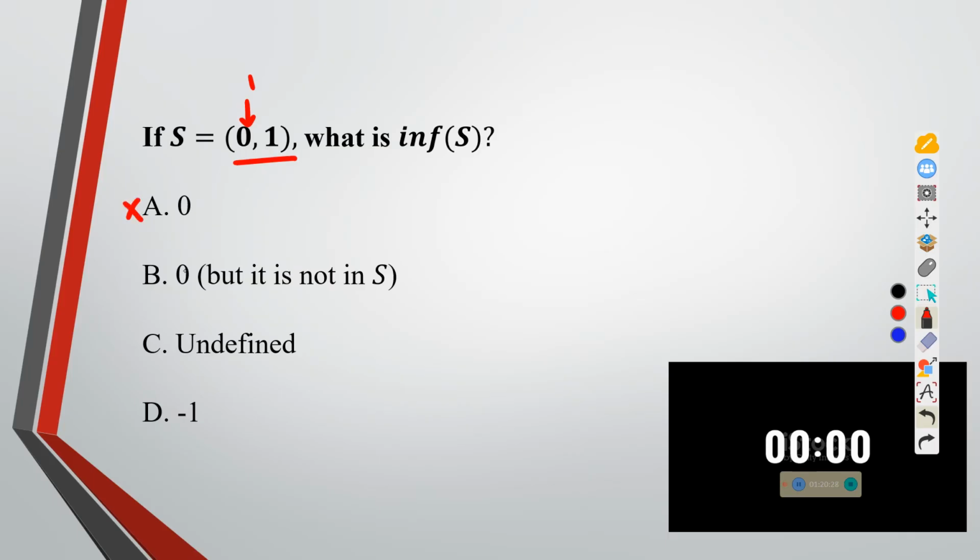Since we have the option that describes it well, 0 but 0 is not in S, this one will be the correct option. Then this one is not true: negative 1 is a lower bound, but not the greatest lower bound. So negative 1 cannot be the infimum, though it is a lower bound. So we have 0 as the infimum, but it is not in S, and that would be the answer.